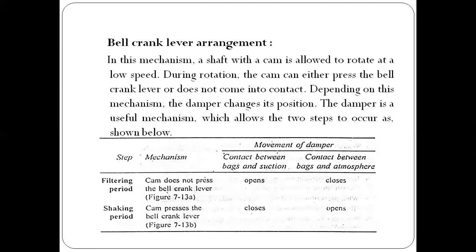So in this mechanism, the shaft with the cam is allowed to rotate at a low speed. During the rotation, the cam can either press the bell crank lever or not come into contact. Depending on this, the damper changes its position. The damper is a useful mechanism which allows the two steps to occur, as shown below.